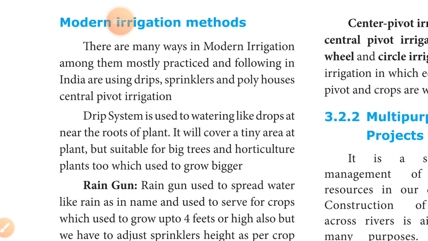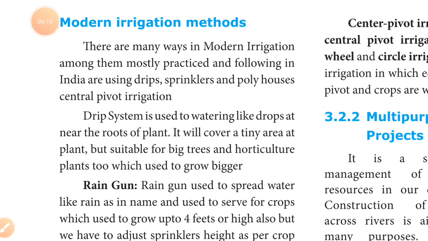Like drip irrigation, sprinkler irrigation, polyhouse irrigation, central pivot irrigation. These are modern irrigation methods. But before, what we have done is the olden method, that means canal, well, tank. These are olden, and these are modern. Now one by one, I will explain the modern irrigation in a very simple manner.